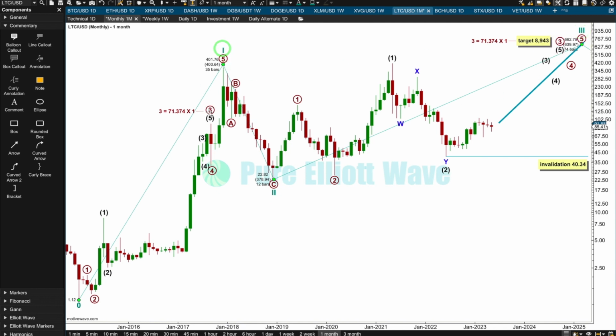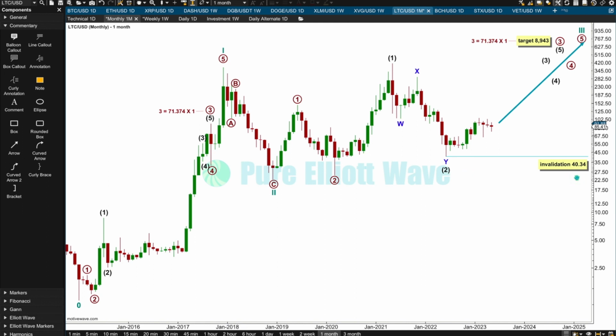Within cycle wave 1, primary 3 was 71.374 the length of primary wave 1. If we see the same relationship between primary 1 and 3 within cycle 3, then a target for primary 3 would be 8,943. Within primary 3, no second wave correction may move beyond its start below 40.34.